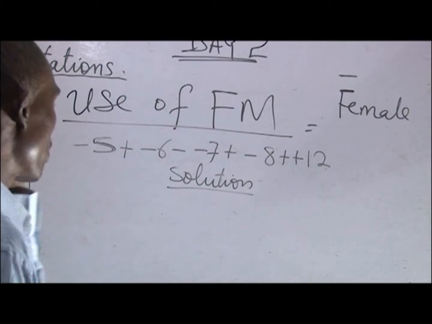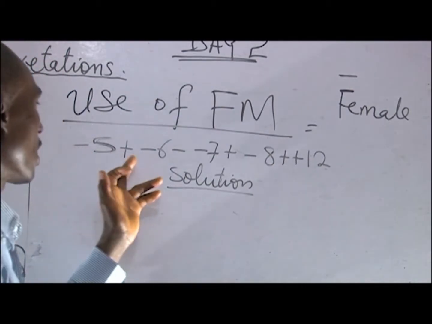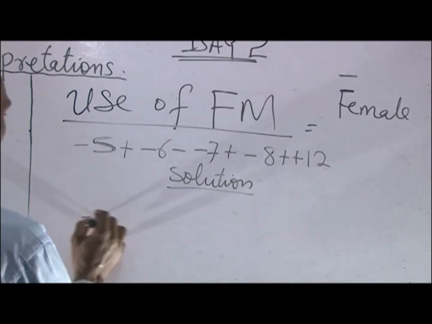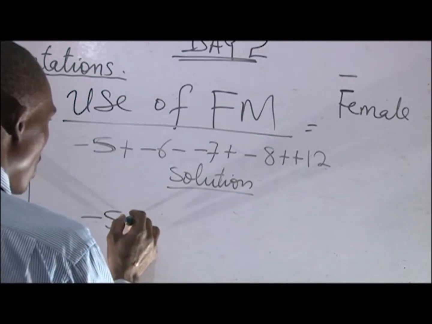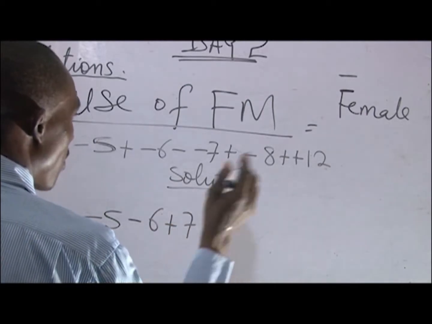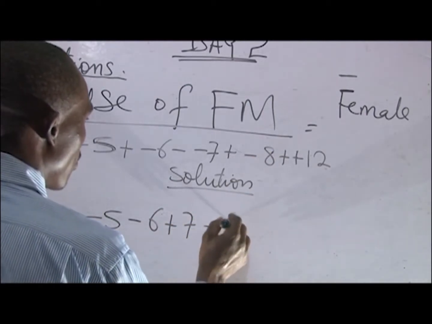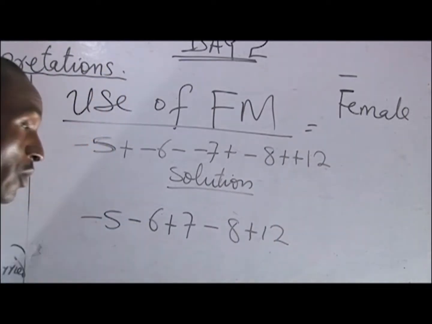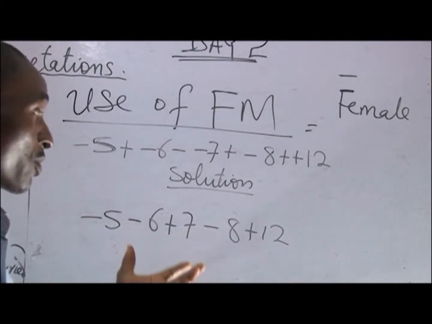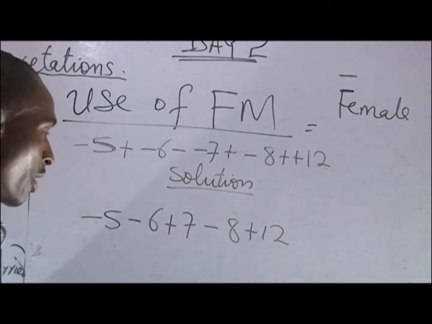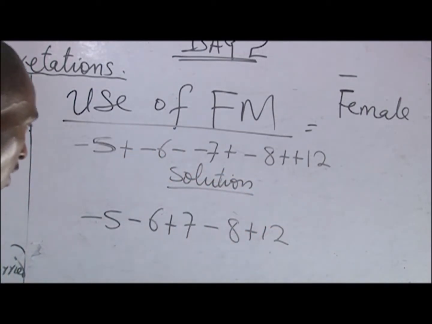So we have to come down: -5, plus -6, minus -7, plus -8, plus 12. We have to be fast now because I've gotten information. With this, your child will not be confused, because when I'm doing this, you know how we are getting it.